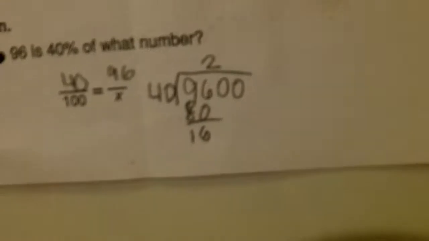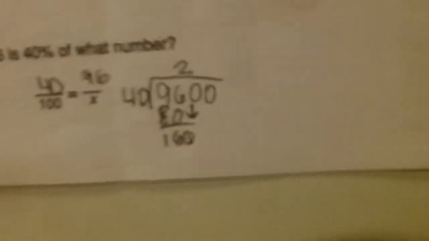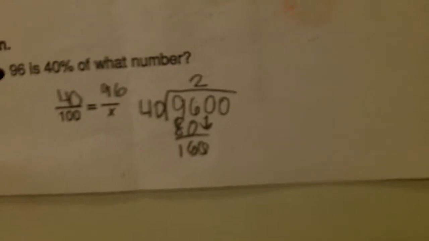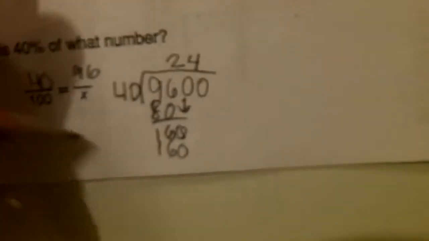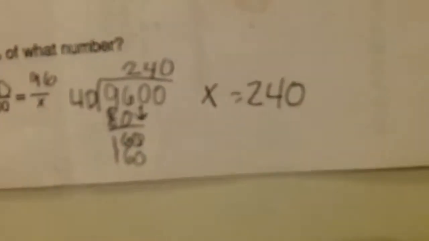40 goes into 96 2 times. Bring down my 0. And 40 goes into 160 4 times. 40 also goes into 0 0 times. So x is equal to 240.